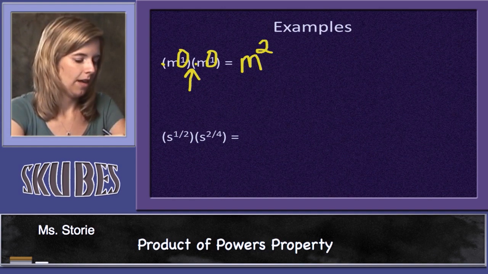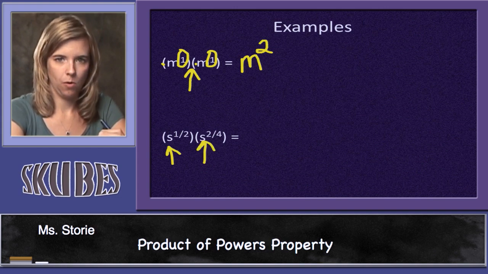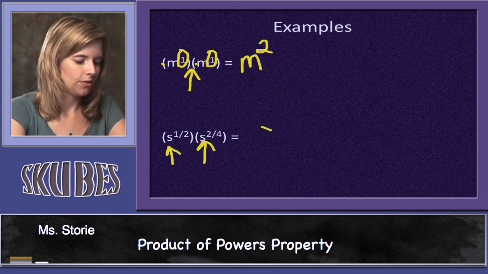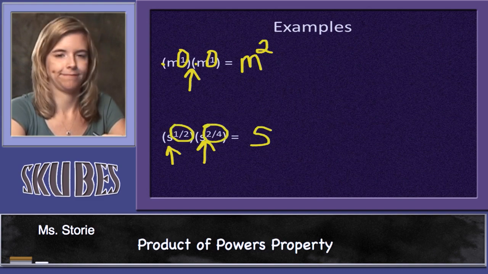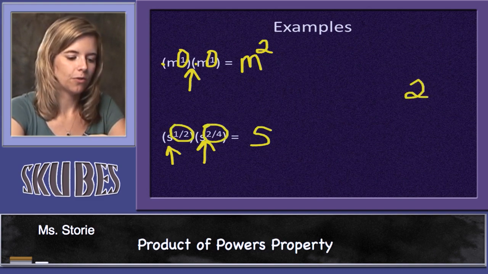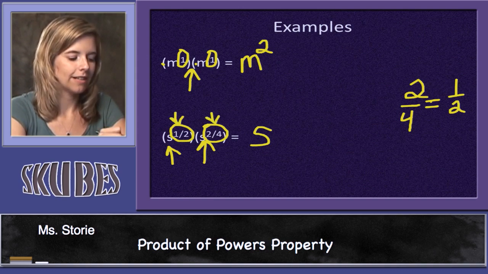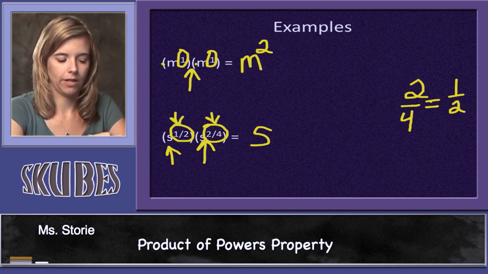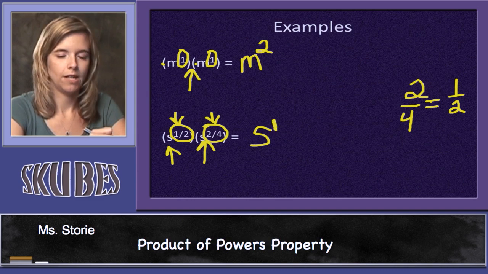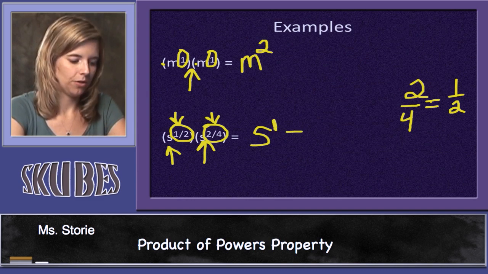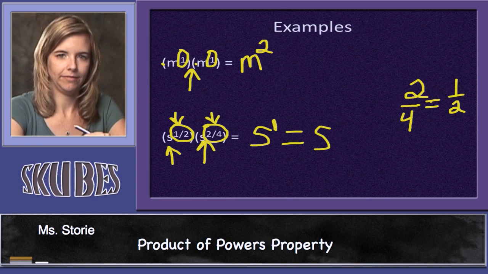Now down here, again, you're going to multiply the coefficients. They're both 1s. 1 times 1 is 1. So you get 1s. Now we're going to add these fractions together. If you notice, 2/4, actually if you reduce it, it equals 1/2. So they're actually taking 1/2 and asking us to add 1/2. 1/2 plus 1/2 is 1. So it's s to the 1, or you could just simply write it as s. Either way is correct.